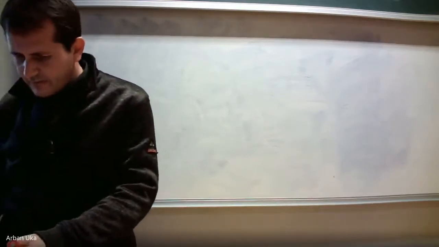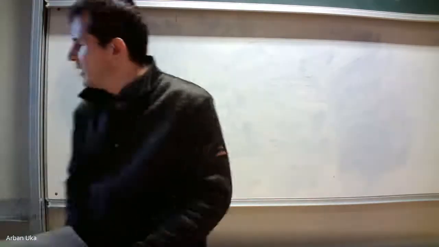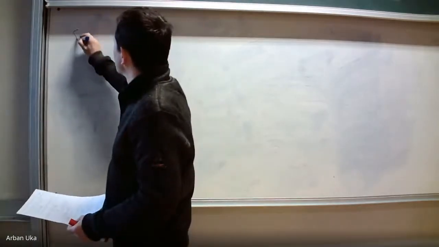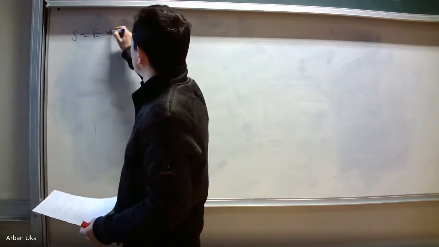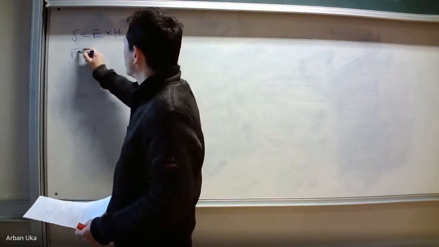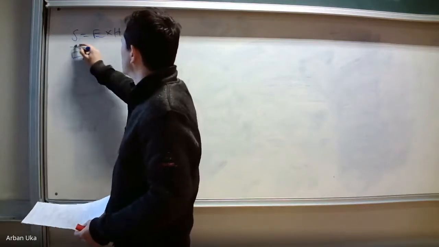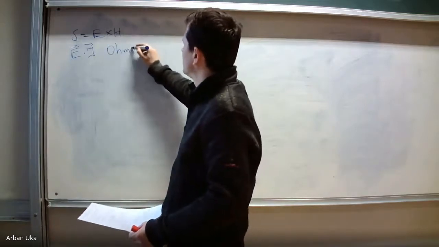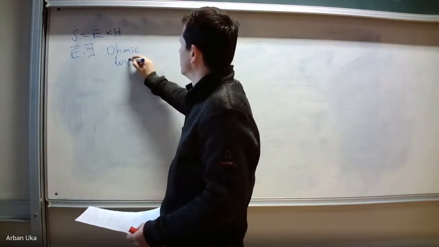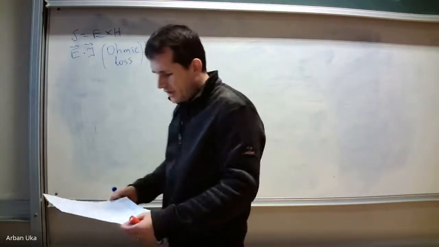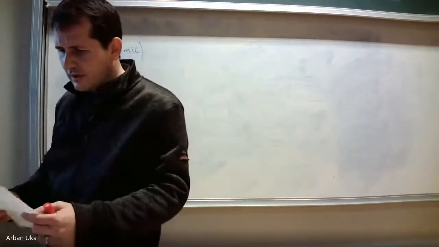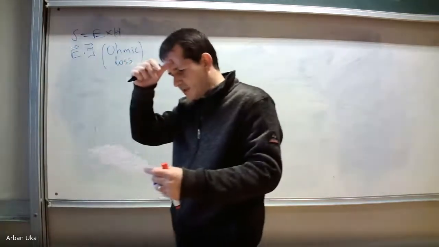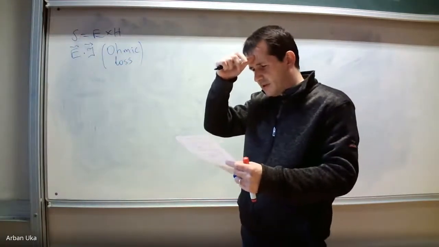Okay, so we defined what the Poynting vector was, and we also notice that the Poynting vector is a function like E cross H. We also remind ourselves that E dot J is ohmic loss or dissipation, so this is ohmic loss, or energy dissipation, or energy loss in the form of heat. And let's try to see a case like this.